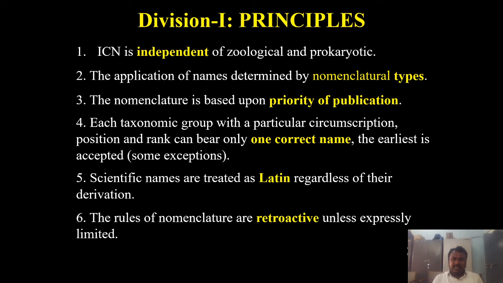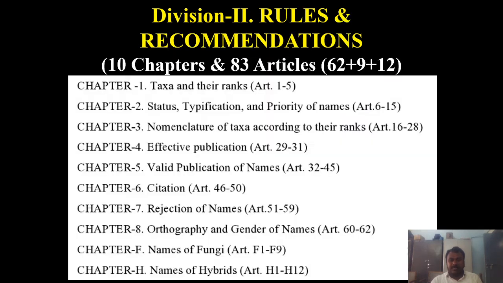Number 3, the nomenclature is based upon priority of publication. Number 4, each and every taxonomy group with a particular circumscription, position and rank can bear only one correct name. The earliest is accepted, but some exceptions are there. Scientific names are treated as Latin regardless of their derivation. The rules of nomenclature are retroactive unless expressly limited.